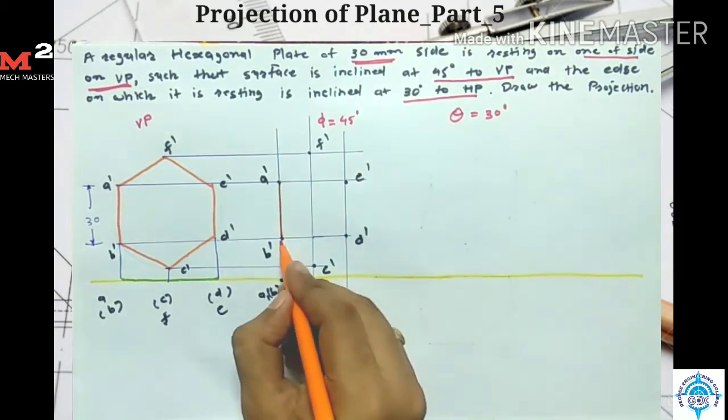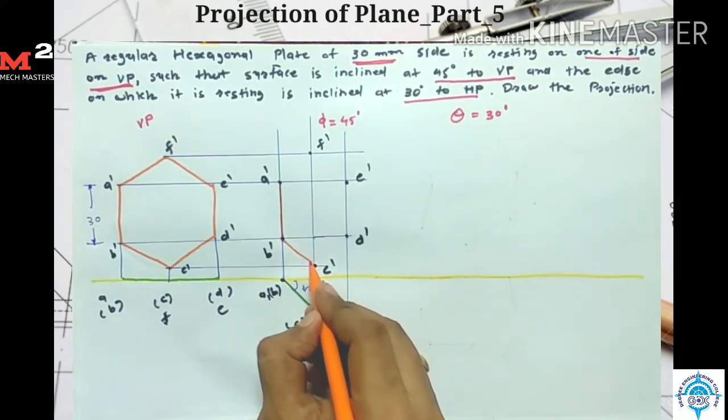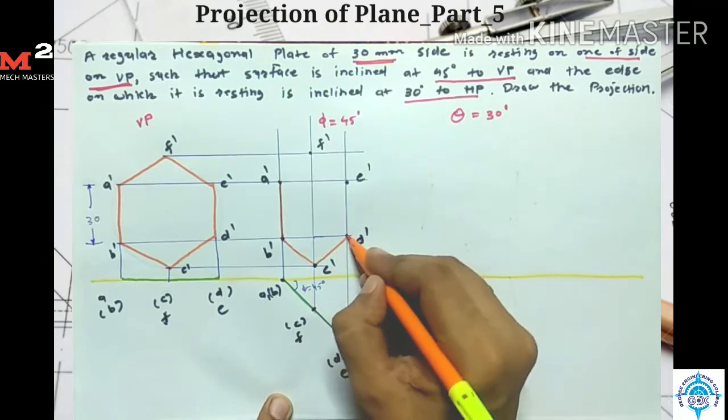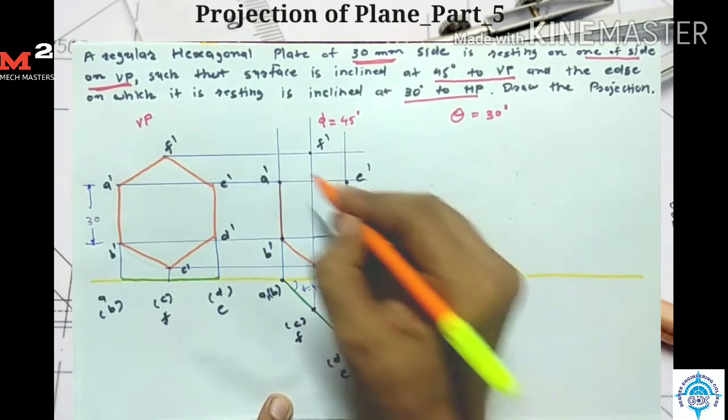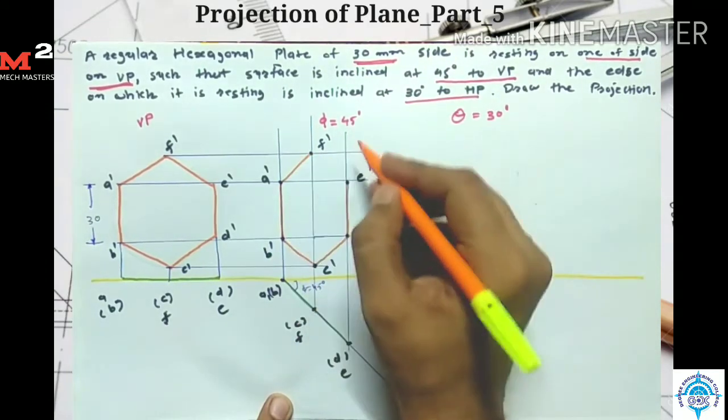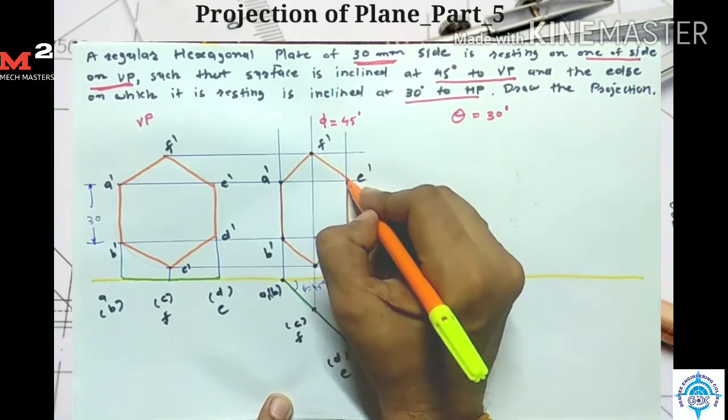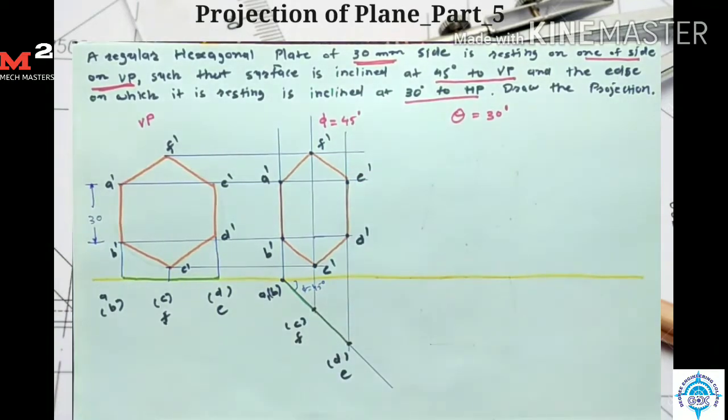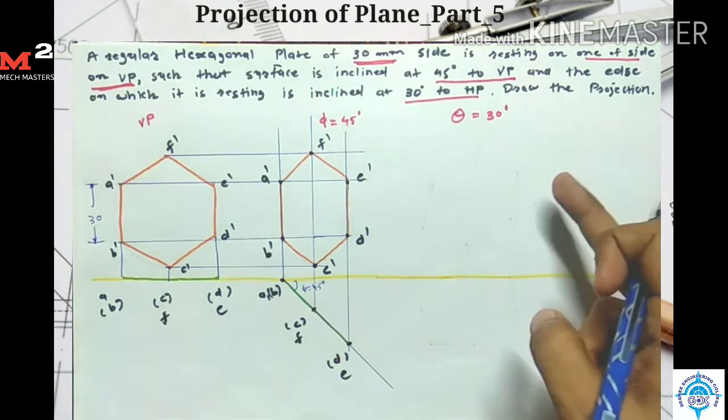Now after joining these points, I get the front view of the second stage. In this way I complete the second stage of this problem. In the third stage, it is given that the edge on which it is resting is inclined at 30 degrees to HP. Since the angle is with the HP, we represent this angle on the vertical plane.